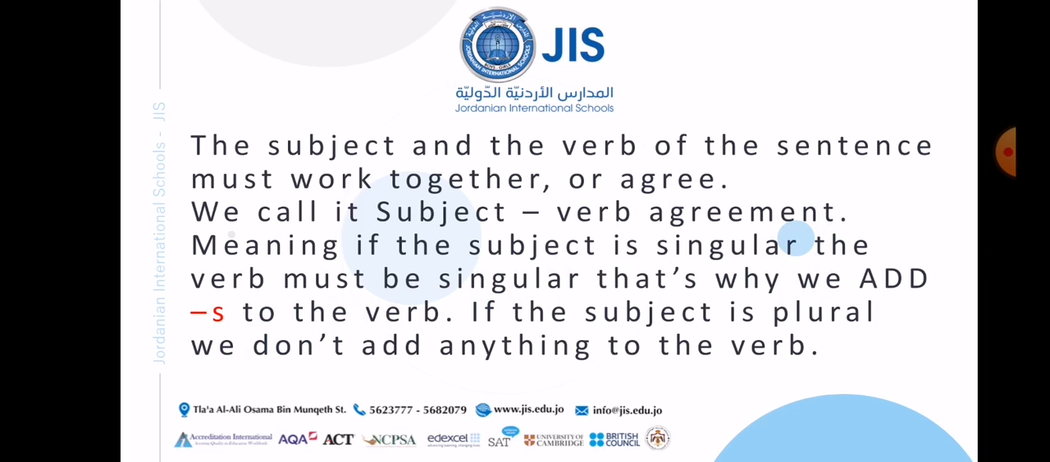Again, if the subject of the sentence is singular, the verb must be singular and we should add S to the verb. Deal? Okay. What if the subject is plural? If the subject is plural, don't add anything to the verb.